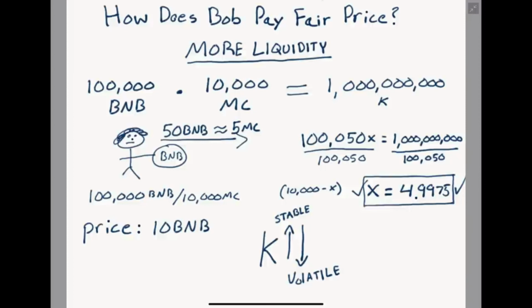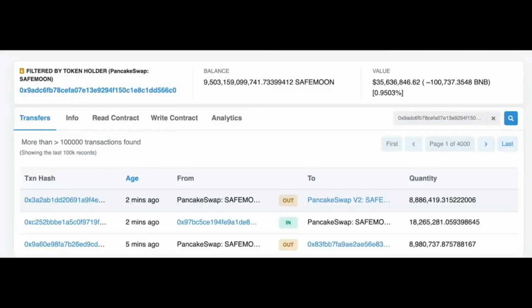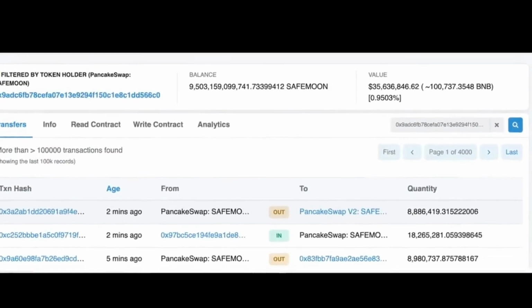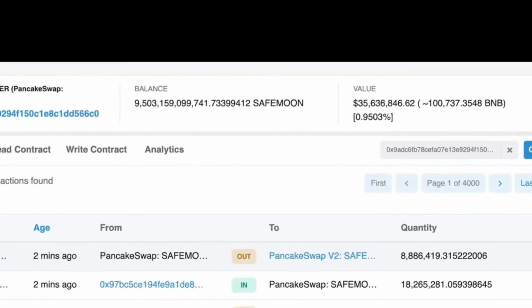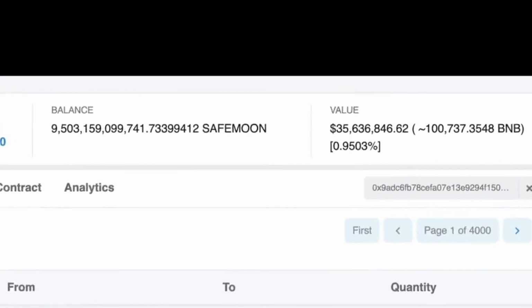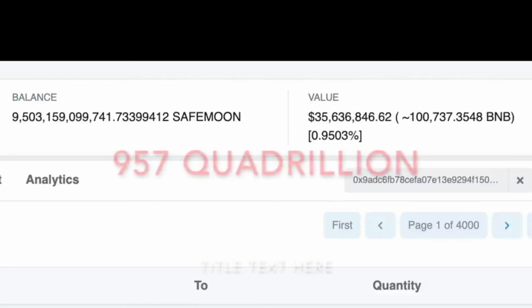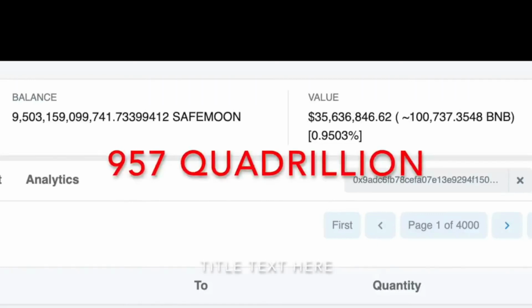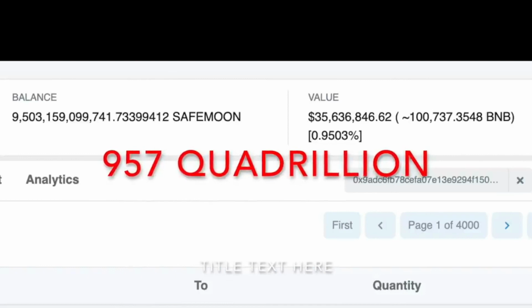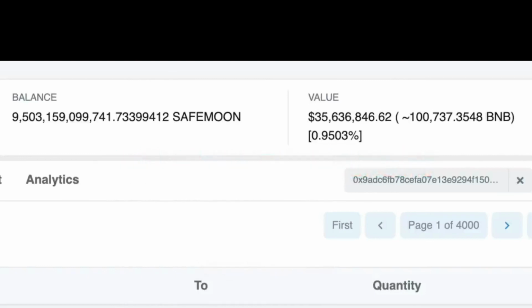Having enough liquidity is essential for maintaining any DeFi currency, and this is where Safemoon enters the ring. If you check on BSCScan, you can see the current amount of Safemoon and BNB in the liquidity pool. At the time of making this video, we can see that there are 9.5 trillion Safemoon and 100,737 BNB in the liquidity pool. This gives us a K value of 957 quadrillion. For those of you who have been checking, and for those of you who will start checking from here on, the K value of Safemoon does not remain constant. It bounces around day to day, but it steadily grows over time.